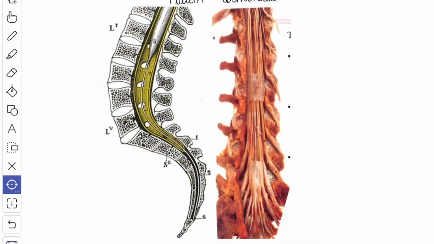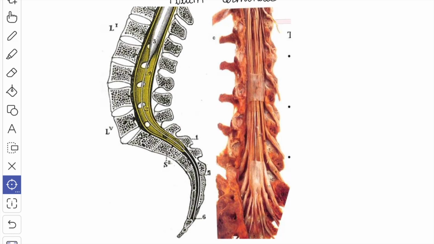Next, we'll see about the processes of the pia mater. First, we'll study about the filum terminale. Filum terminale is the delicate, glistening white thread-like structure extending from the conus medullaris. So this is the conus medullaris. From there, the extension of the pia mater is known as the filum terminale, and it extends up to the dorsal aspect of the first coccygeal vertebra. Here you can see this glistening white structure, that is the filum terminale.